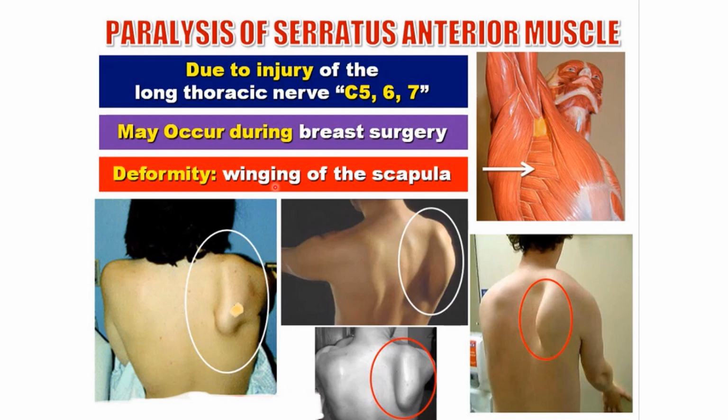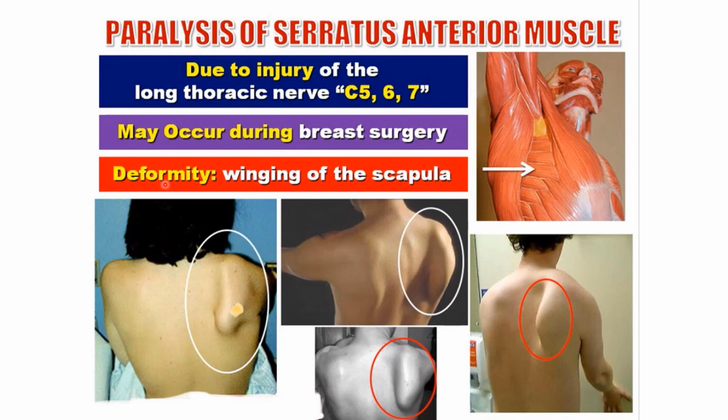Now, paralysis of the serratus anterior muscle can be caused by injury of the long thoracic nerve. Okay, C5, C6, C7. The long thoracic nerve. It may also occur during breast surgeries.